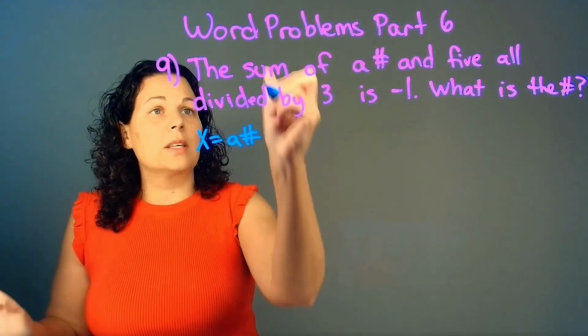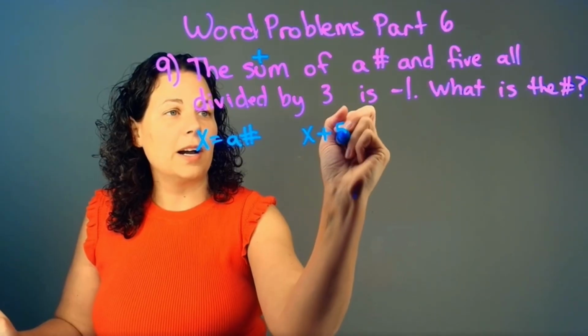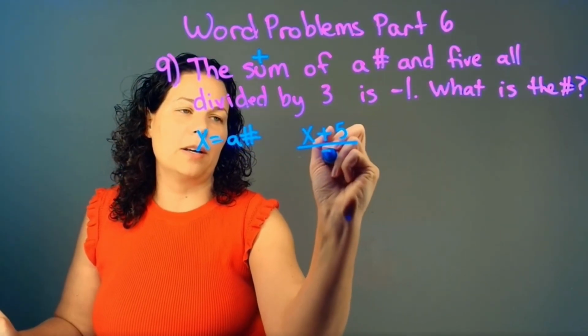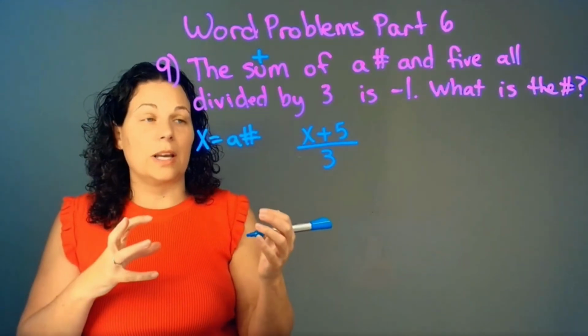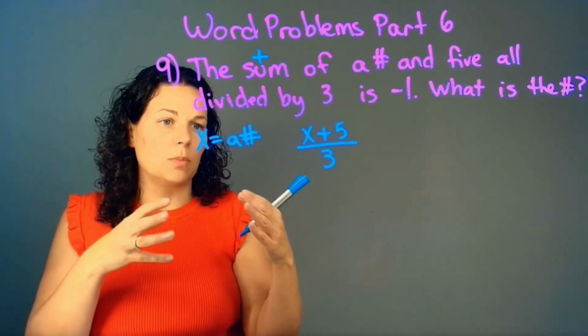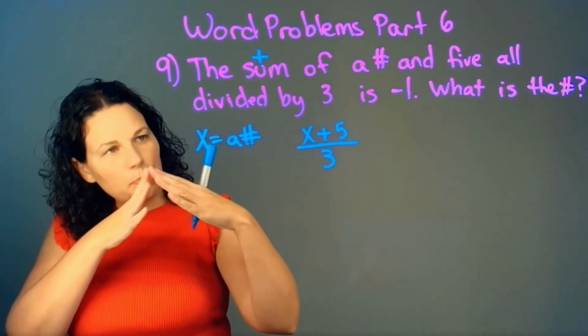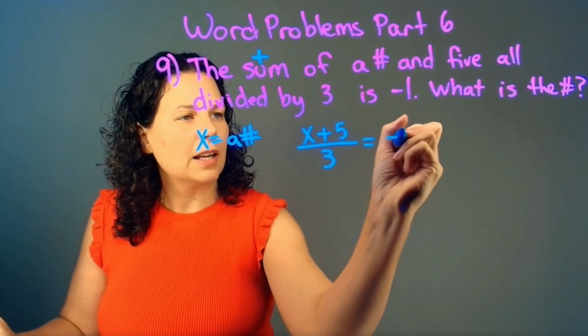The sum means that we are going to add. So a number plus 5 all divided by 3. The sum is divided by 3. So the sum is all divided by 3. So everything that's part of the sum, the x plus 5, big long divide, 3 on the bottom, is -1.